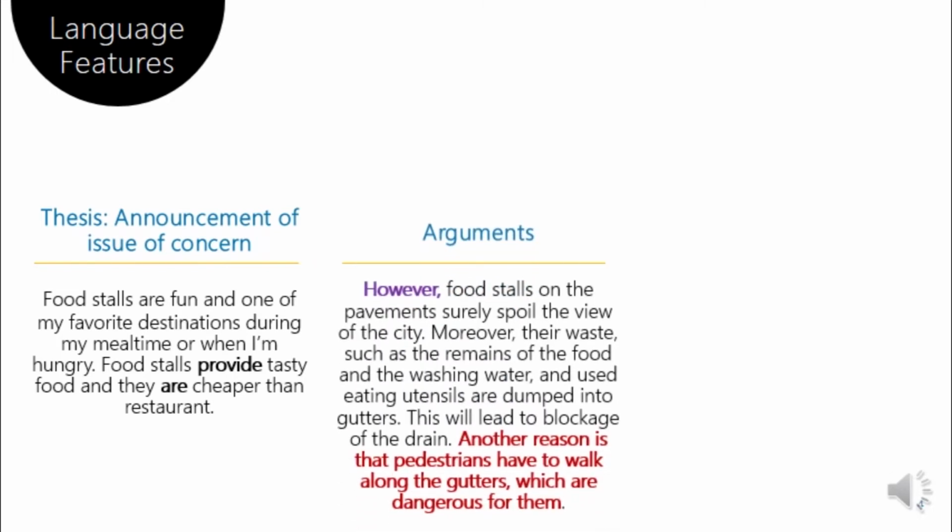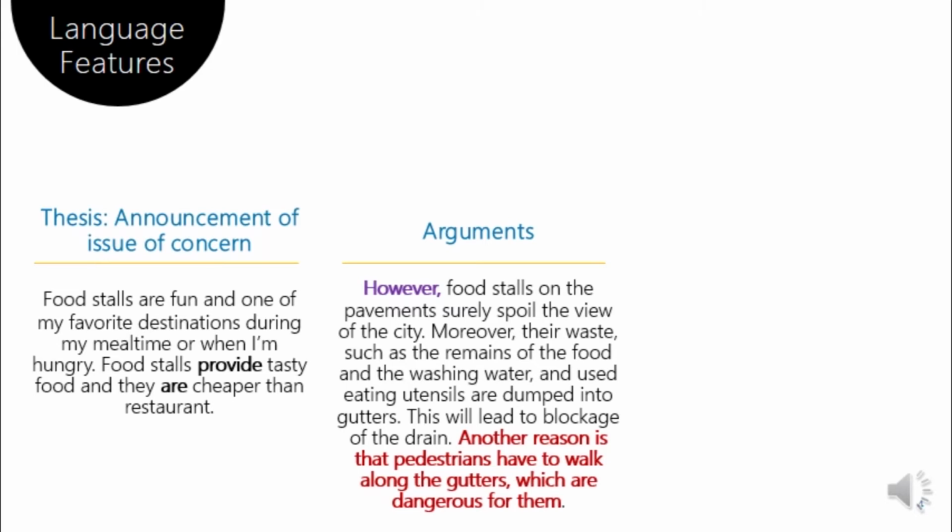Okay, in the argument paragraph, there are some, yeah, "however" and a sentence at the end of the paragraph. However, food stalls on the pavements surely spoil the view of the city. Moreover, their waste, such as the remains of the food and the washing water and used eating utensils, are dumped into gutters. This will lead to blockage of the drain. Another reason is that pedestrians have to walk along the gutters, which are dangerous for them.